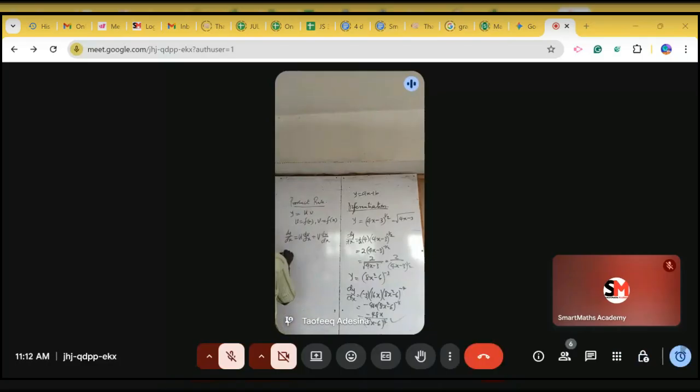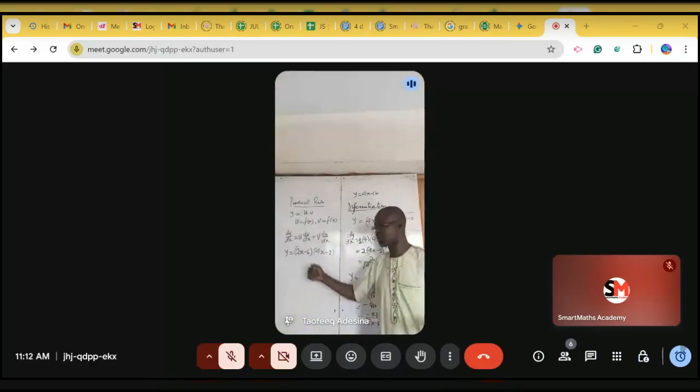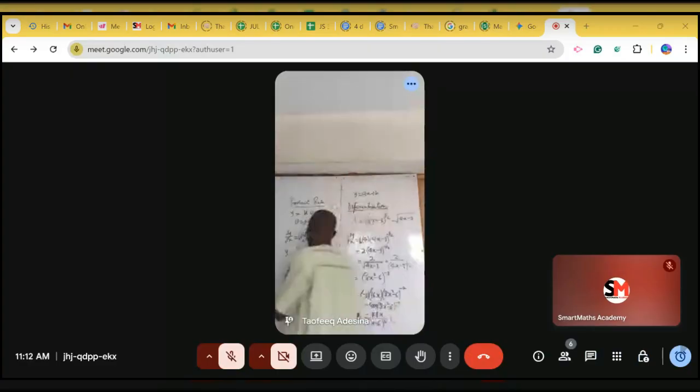Let me give an example, and we take the simplest equation: 2x minus 6 into 4x minus 3. When you look at this one, it's something we can easily expand and find out, but we're not going to expand it. We're going to follow this. This is our u and this is our v. It means u equals 2x minus 6 and v equals 4x minus 3.